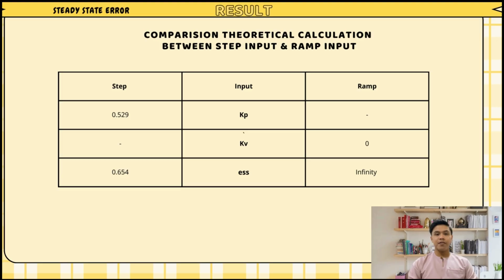The slide shows the theoretical calculation for steady-state error and error constants. From the theoretical analysis, the Kp value for the step input is 0.529, which results in a finite steady-state error of 0.654. For the ramp input, the Kv value is 0, which means the system cannot follow a ramp input properly. As a result, the steady-state error for the ramp input becomes infinite. This theoretical result clearly indicates that the system is unable to eliminate steady-state error for ramp input, which is a key characteristic of a type 0 system.